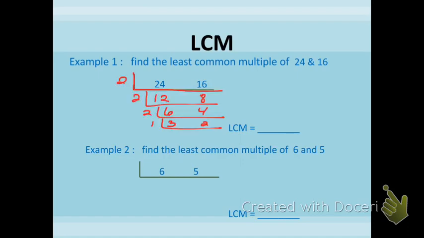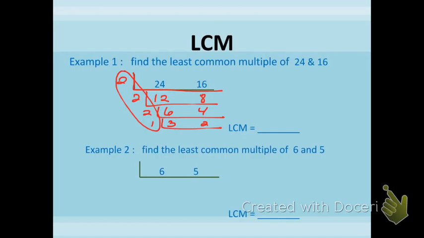Okay, so hopefully yours looks something like mine. You might have used 4 or you might have used 8 on the left-hand side. But as long as you have the total over here, 2 times 2 times 2, which is 8, that works. So the greatest common factor is 8, but we're not looking for that. We're looking for the least common multiple.